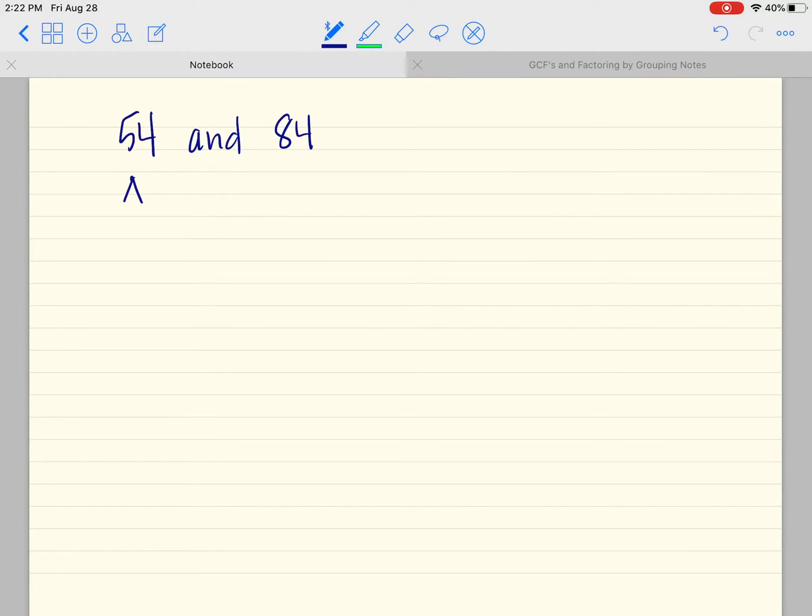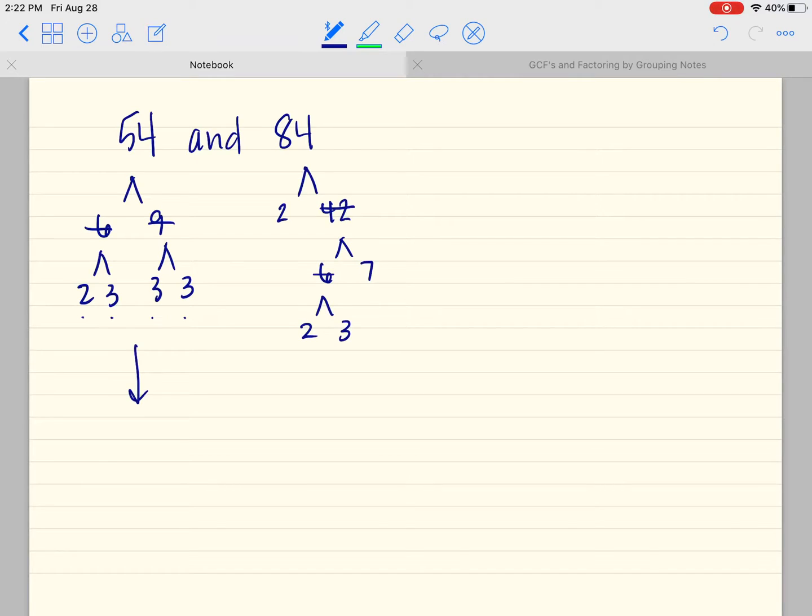So if I was to break down 54, let's say that it's 6 times 9, and then 6 can become 2 times 3, and this 9 can become 3 times 3. So then my prime factors would be 2 times 3 times 3 times 3. Now if I did this with 84, let's see, it's even, so 2 can go in 42 times. And that's 6 times 7, and then we could take the 6 and make it 2 times 3. So here our prime factors were 2 times 3 times 3 times 3, and then here our prime factors were 2 times 2 times 3 times 7.